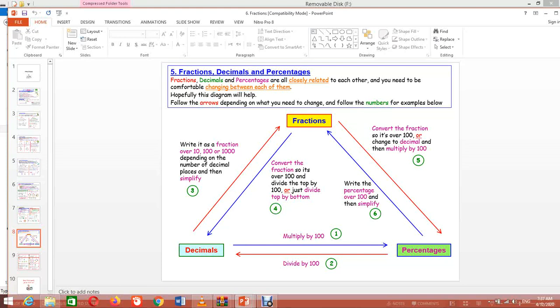And then 4. Fraction to decimal. Convert the fraction so it is over 100, and then divide the top by 100, or just divide the top by bottom. And then 5. Fraction to percentage. Convert the fraction so it is over 100, or change to decimal and then multiply by 100. And then 6. Percentage to fraction. Write the percentage over 100 and then simplify.